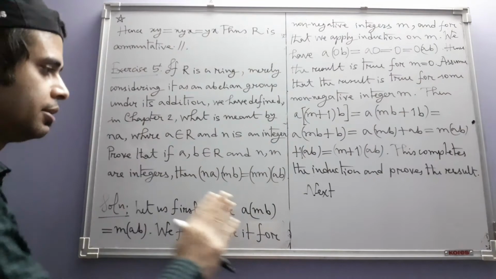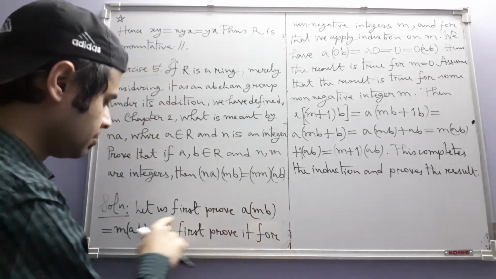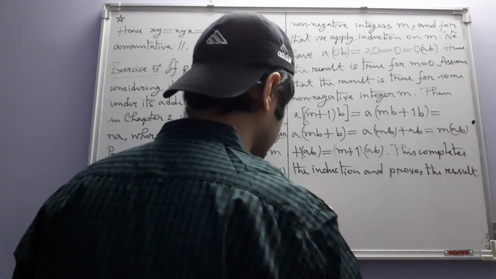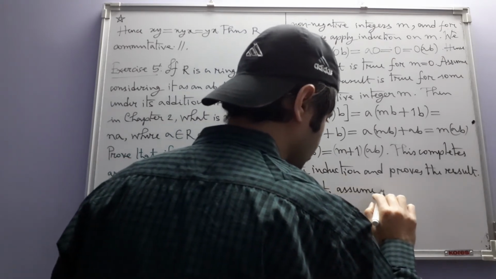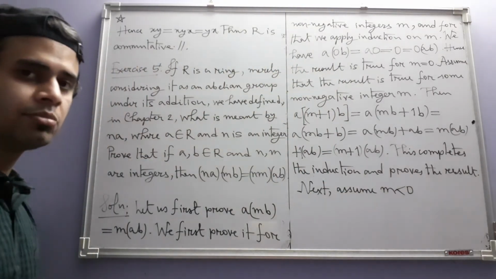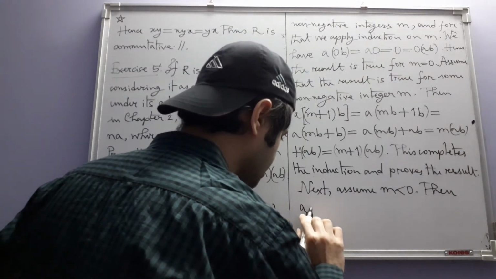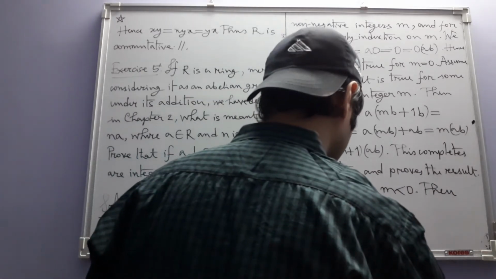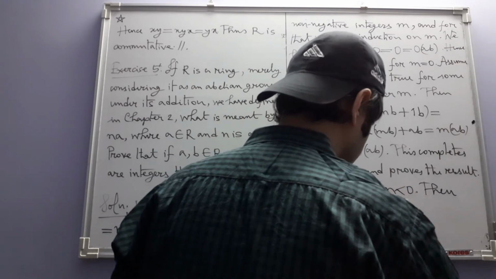Oh no, wait. I am actually not done here, sorry. I have only proved this for non-negative integers m. I still have to prove it for negative integers. Okay. Next. Assume that m is negative, then A times MB is equal to A times minus MB.